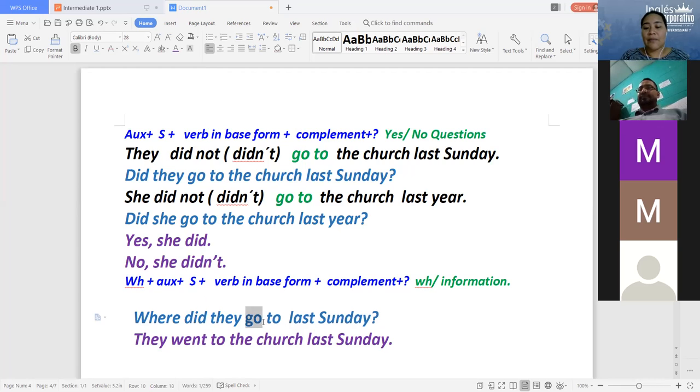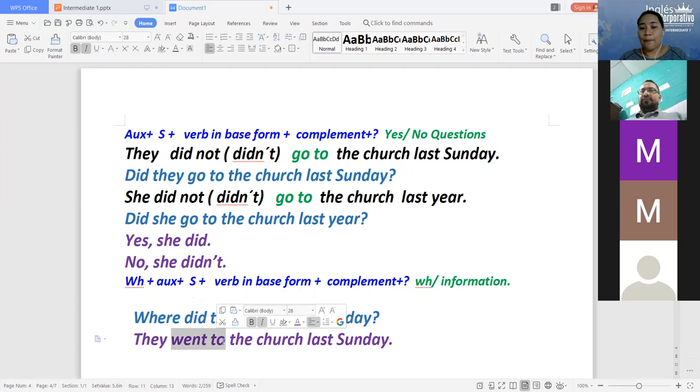Entonces, prácticamente acá, ¿verdad? Lo que yo necesito saber es a dónde ellos se fueron el fin de semana pasado. Entonces, cuando yo escuche una pregunta con este did, eso me quiere decir que al momento de yo dar mi respuesta, mi verbo se va a volcar a su forma pasada. En el caso de lo que es did.